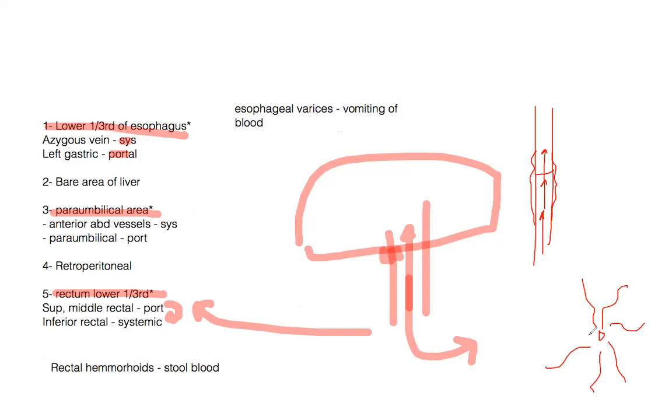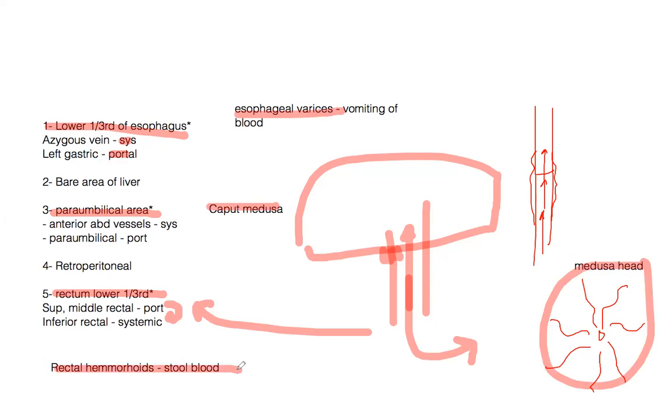When we end up with that, people basically say it looks like Medusa's head, like from Greek mythology. Medusa's this witch that had her hair look like snakes. So basically they say it looks like it. So they call it caput Medusa. So the symptom is caput Medusa. Right? So you get 3 symptoms. You get esophageal varices, which cause vomiting of blood. You get caput Medusa, which is dilation in the anterior abdominal wall in the area of the paraumbilical area. And you get rectal hemorrhoids, which is basically you have stool that's filled with blood.